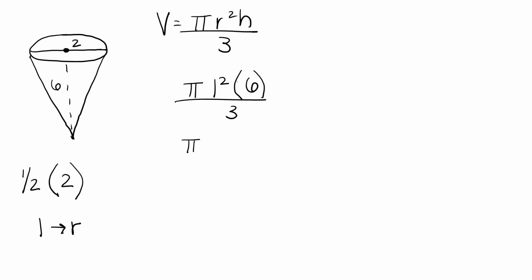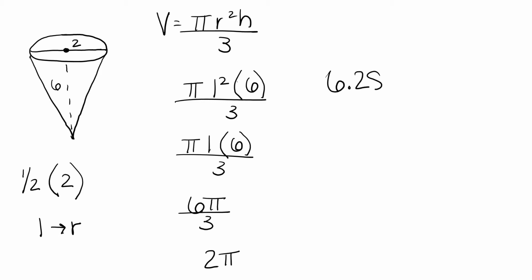Solving the exponents first, 1 squared is 1. We multiply the 1 times the height, 6. 1 times 6 is 6. We divide by 3. 6 divided by 3 is 2. And then we multiply by pi. We use the pi button on the calculator because the directions do not tell us to use 3.14 or 22/7.